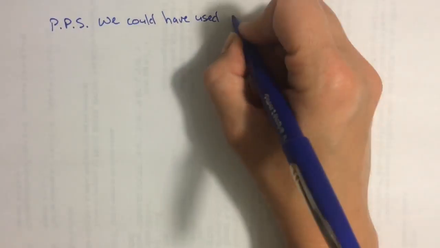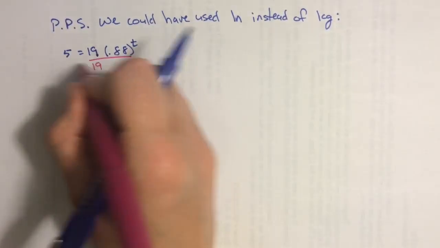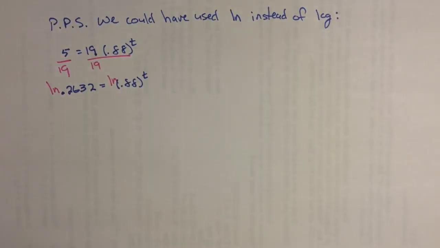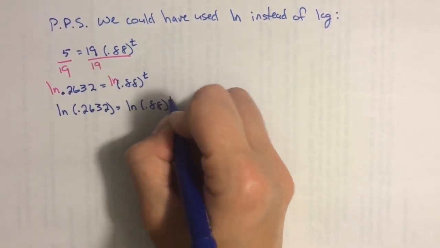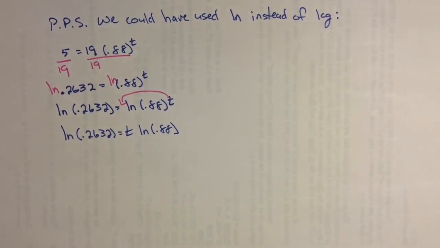P.S. I didn't have to use log base 10. We could have used natural log instead, which is one less letter to write down. We also could have used any logarithm, but natural log and log base 10 are convenient because they're buttons on your calculator. And here's what that would have looked like.